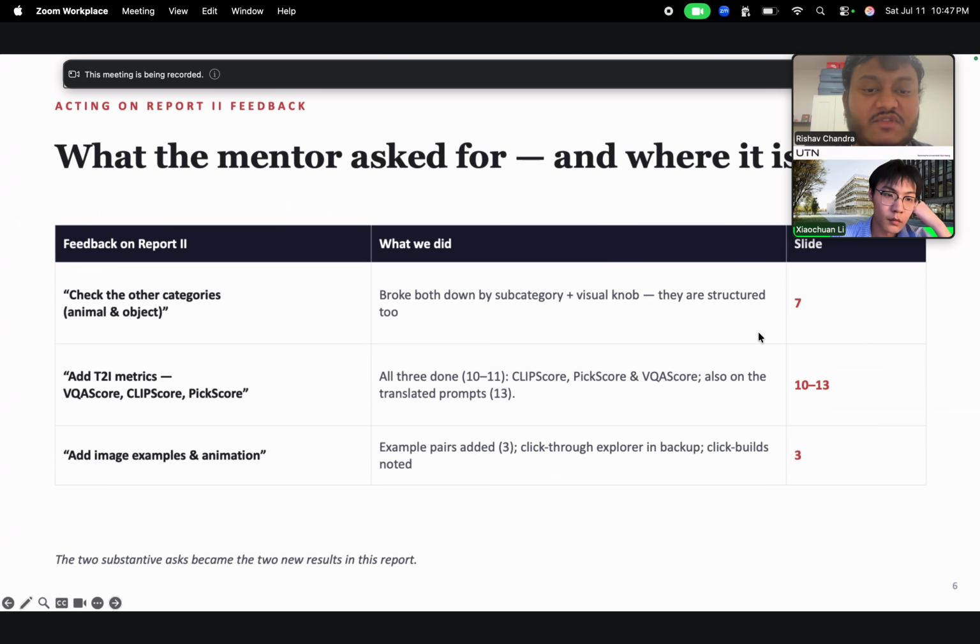The second suggestion was to include additional text to image evaluation metrics, specifically CLIP score, PIC score, and VQA score. These metrics allow us to measure image text alignment without directly asking a visual language model to make a decision. We implemented all these three metrics and evaluated them using the translated prompts. Finally, we were asked to include more visual examples and make the presentation easier to follow. So we added example image pairs and interactive visualizations, which you will be able to see in the upcoming slides too.